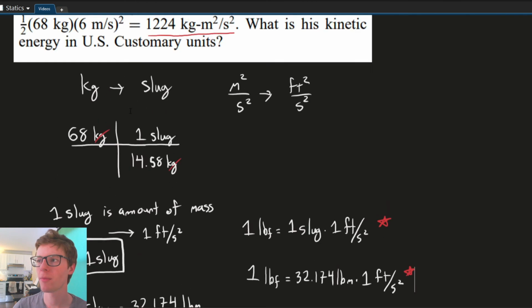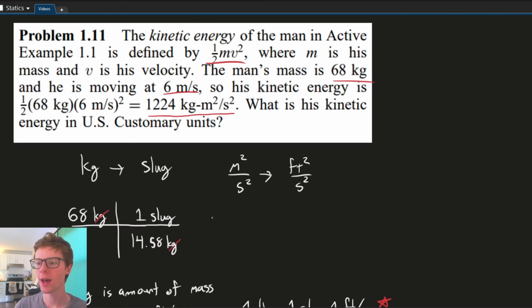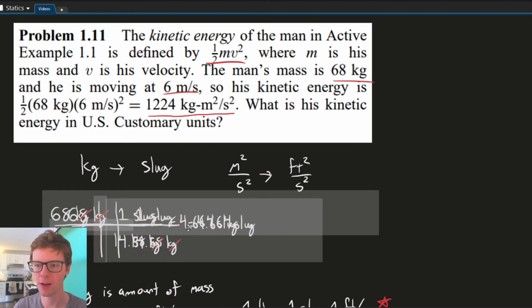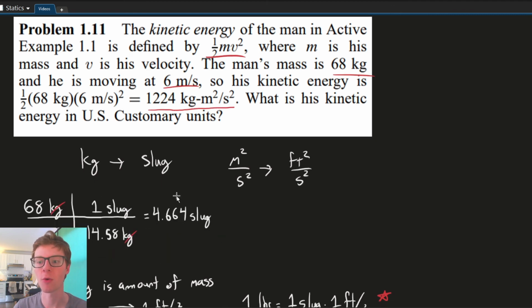But going back to the problem up here, we have 68 kilograms is 4.664 slugs. Now, I added the extra decimal here because we aren't at our answer yet, so I just carry a few more decimals through the problem as I'm solving.